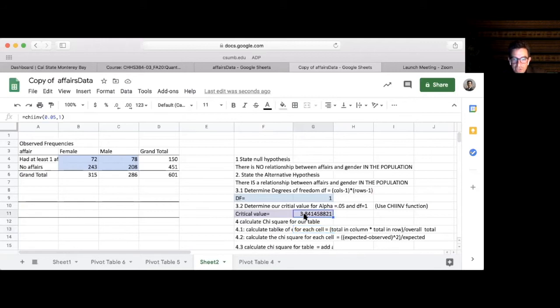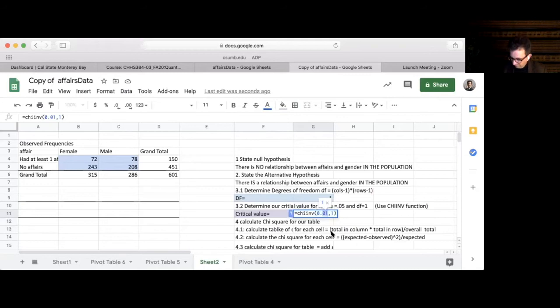Okay, now if we change this number, let's say we change it to 1%, that goes up to 6.63. And that means that if we were sampling from a population where there's no relationship, we would get chi-square values higher than 6.63 less than 1% of the time, right? Because we put 1% there.